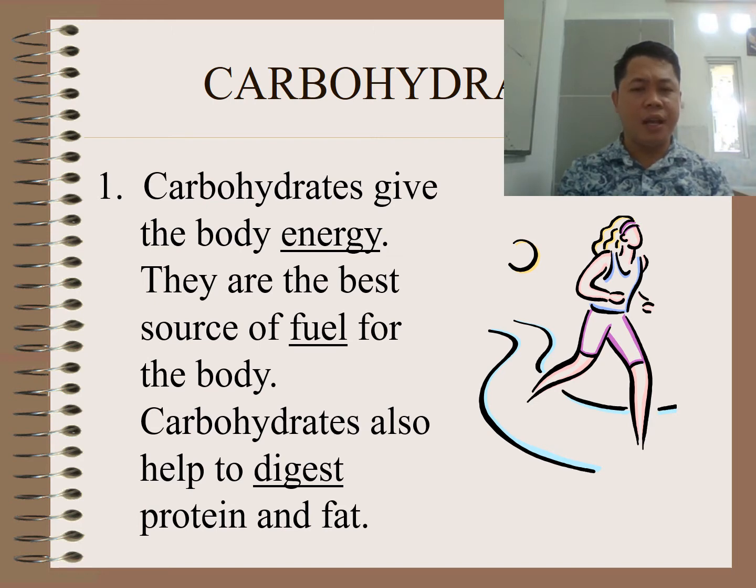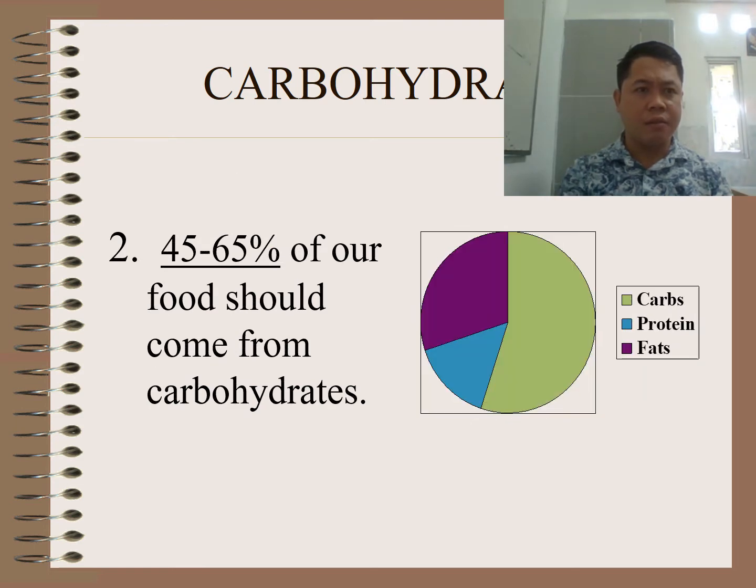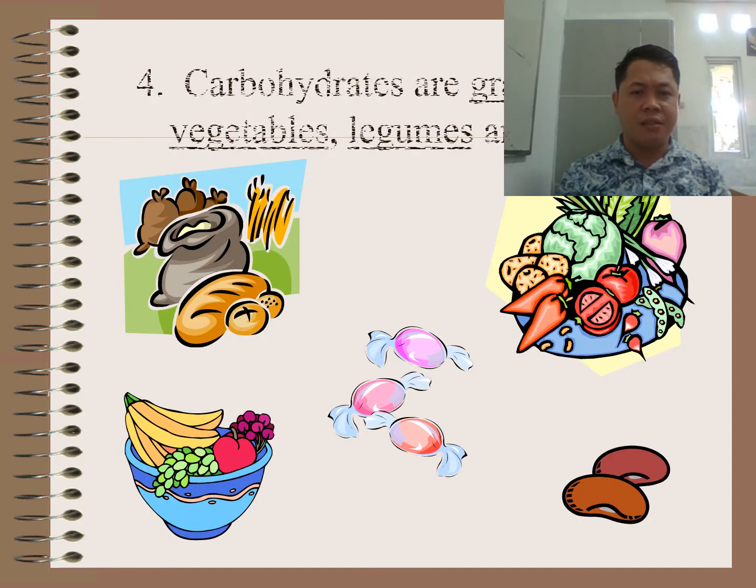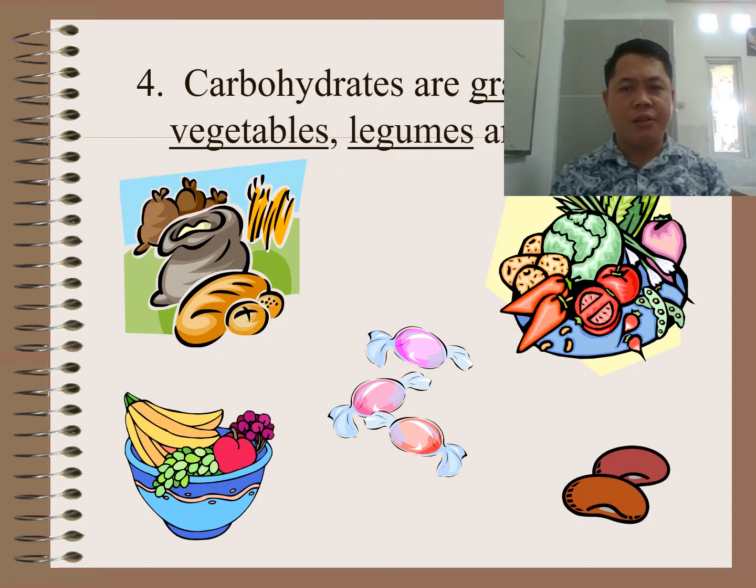Carbohydrates give the body energy. They are the best source of fuel for the body. Carbohydrates also help to digest protein and fats. 45 to 65% of our food should come from carbohydrates. If we eat more carbohydrates than are needed for energy, the extra energy is stored in the liver or in the tissues as fat. Carbohydrates are grains, fruits, vegetables, legumes, and sugar.